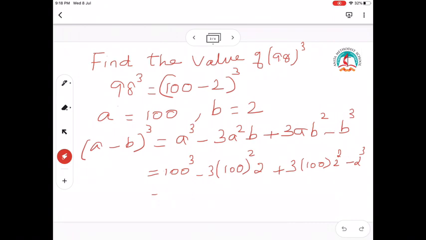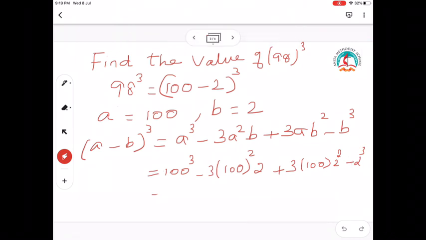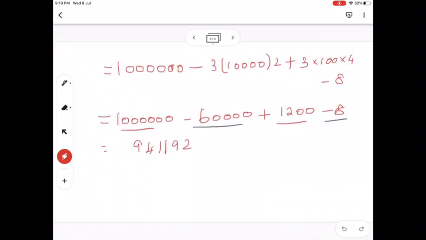Apply the a value in the a place, children. In the 3 a square b place, write the a value and the b value. Here also, 3 into a, write the a value and the b value. Okay children, and the b cube. I think you all understood how to apply. After that, just calculate.